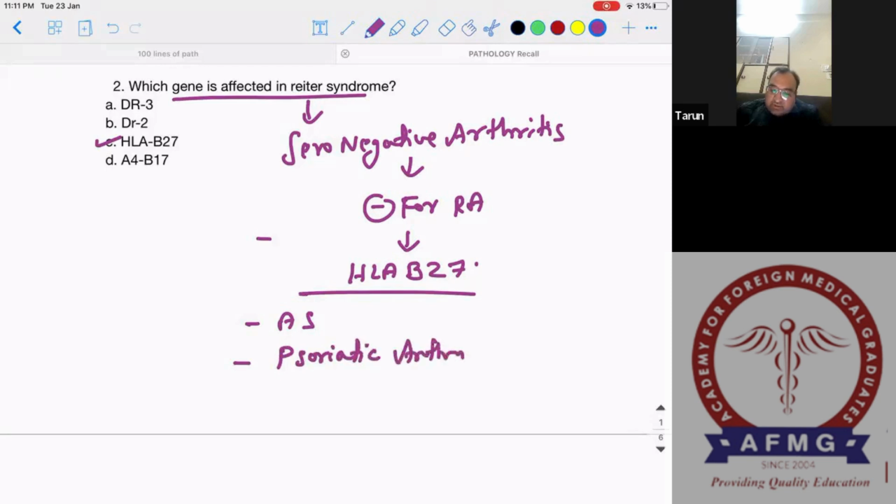Psoriatic arthritis, that is also one of the conditions. Okay. So it's a very simple question. The answer will be HLA B27. So what conditions are HLA B27 positive? Like Reiter syndrome, ankylosing spondylitis, and psoriatic arthritis.